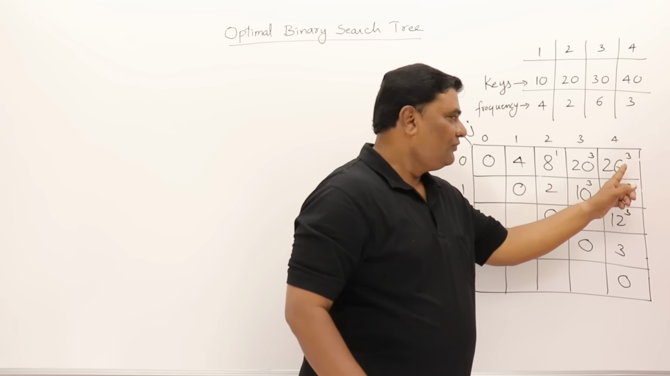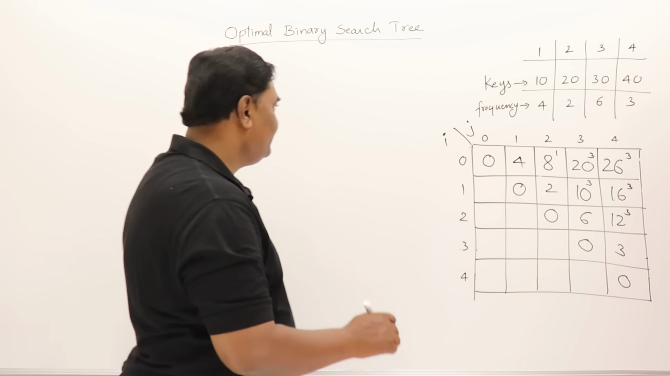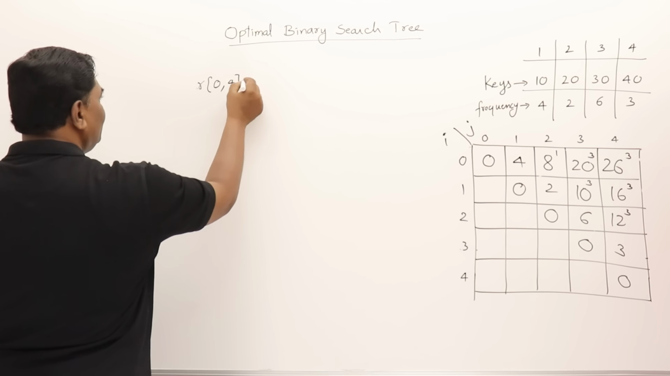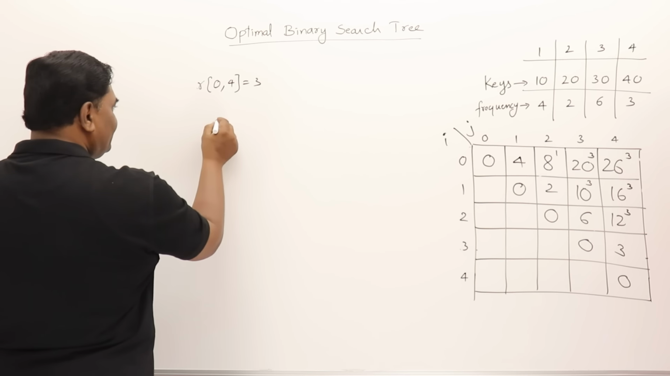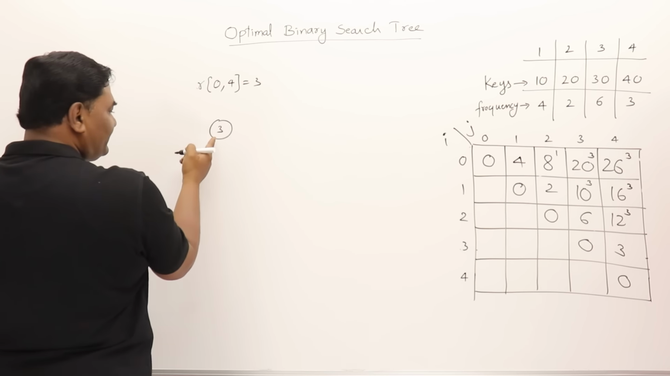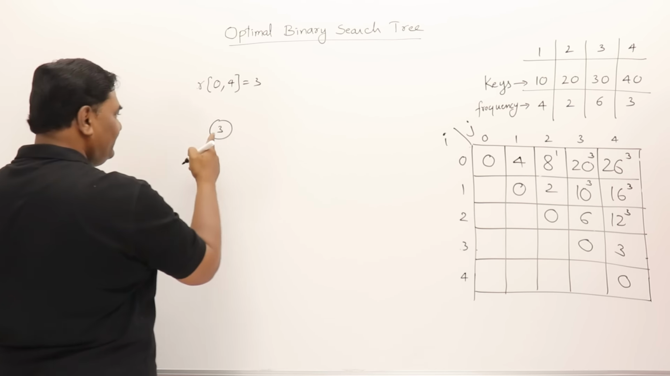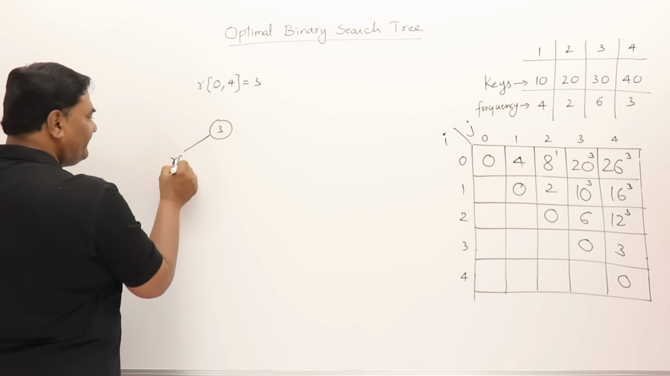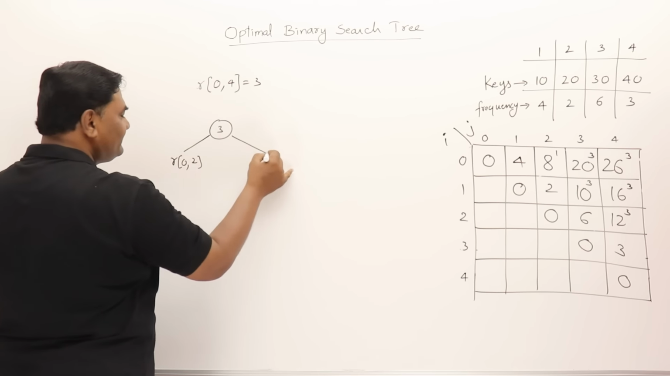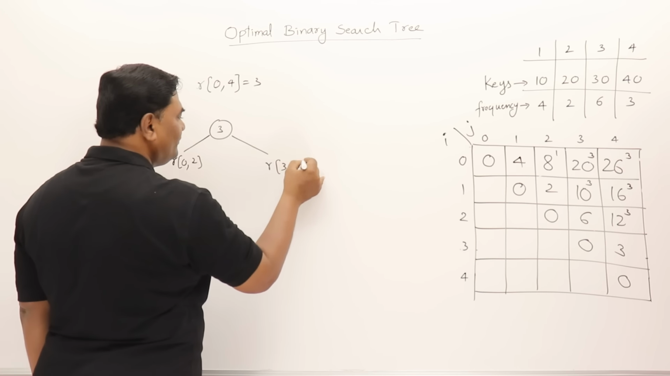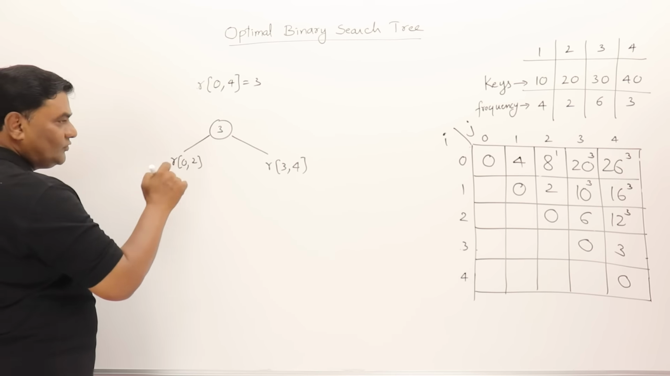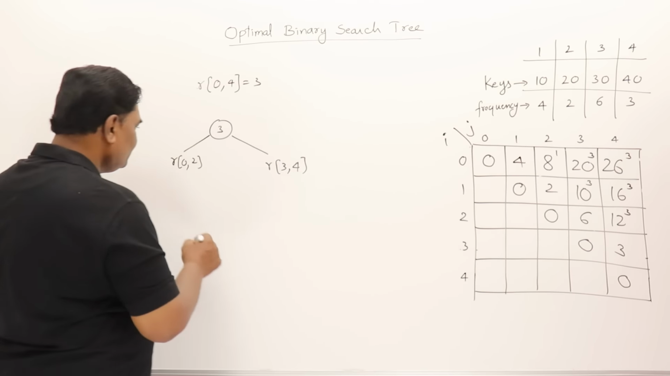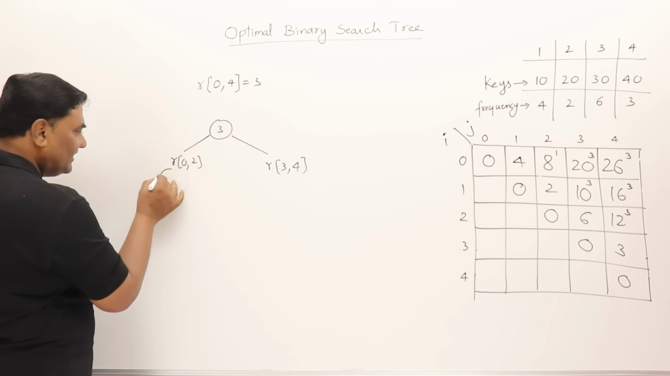This is 0, 4 and the root is 3. So if I take the third key as a root, this is a key number, not a key; 30 is the key. Then on this side what will we get? Root of 0 to 2 and root of 3 to 4. Now 0 to 2 is this one. So who is the root here? 1. So for this, the root is 1.